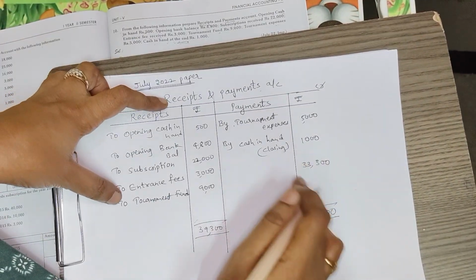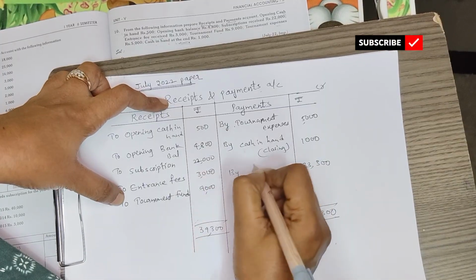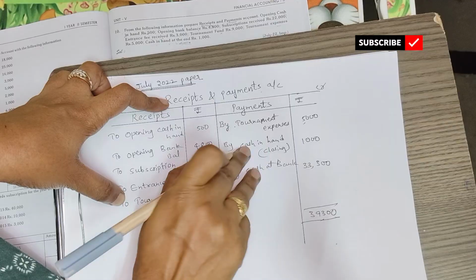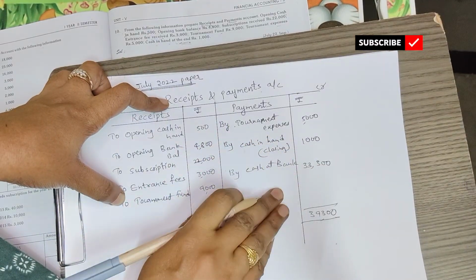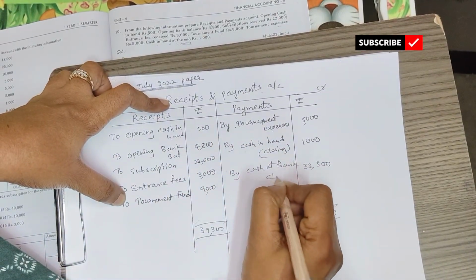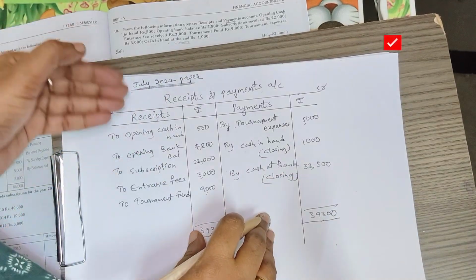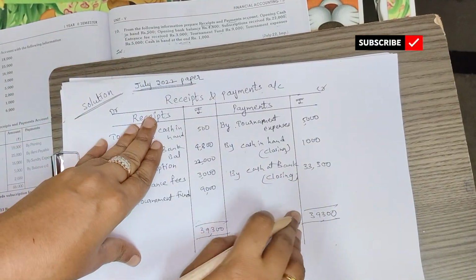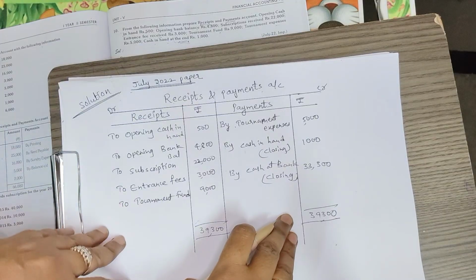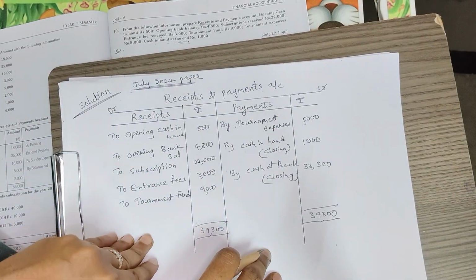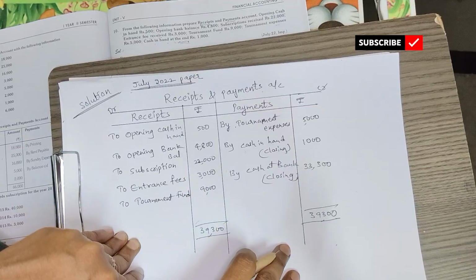So what is this 33,300? By cash at bank. Because the closing balance of cash in hand is given, the remaining balance in the figure will be the cash at bank closing balance. Already I said, receipts and payments account starts with opening balances and ends with closing balances. So this is our answer. Very easy to calculate. We just need to identify all receipts and all payments.